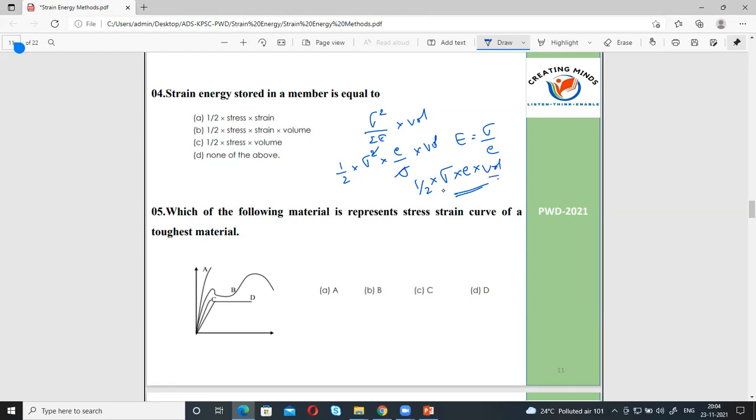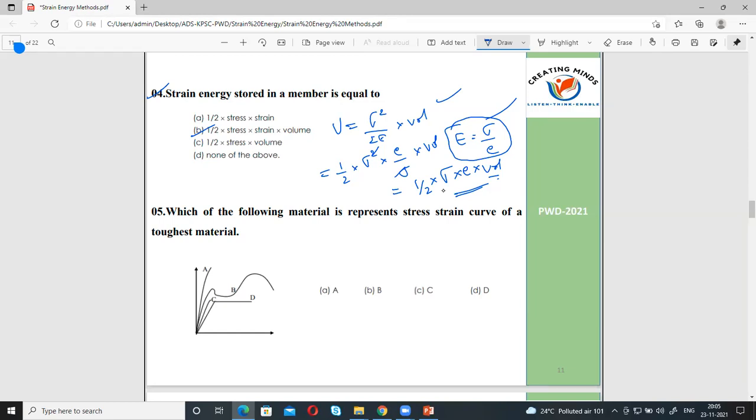Any doubts? So the option is B. How are we getting option B? We know the equation U equals sigma square by 2E into volume. What is E? Young's modulus, which is stress by strain. Substitute the values and it gets cancelled. Finally, what's remaining is half into stress into strain into volume. Clear? Any doubts? Next question.